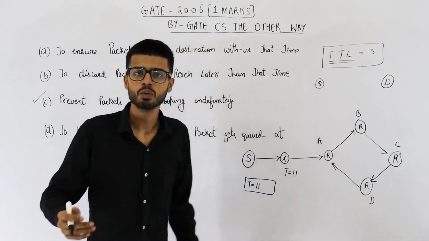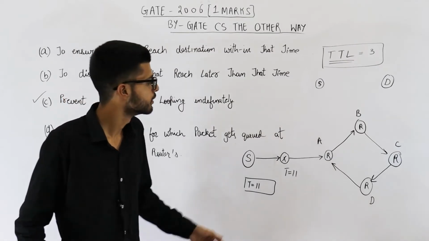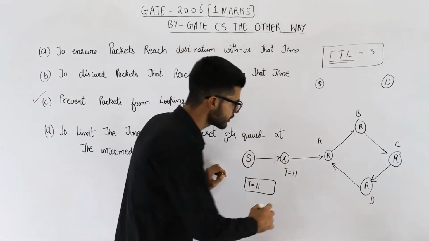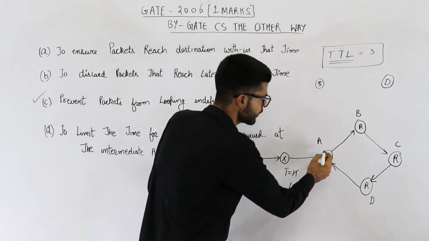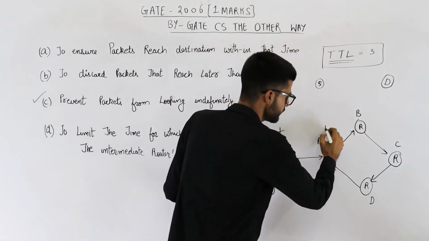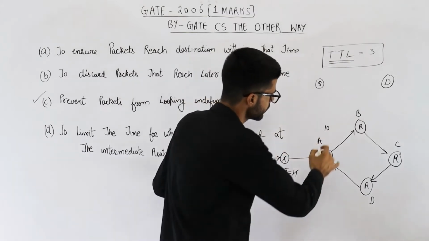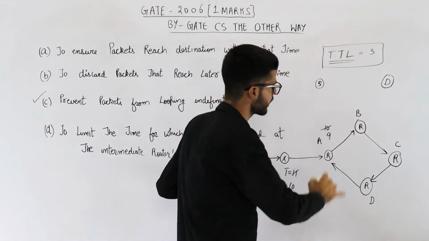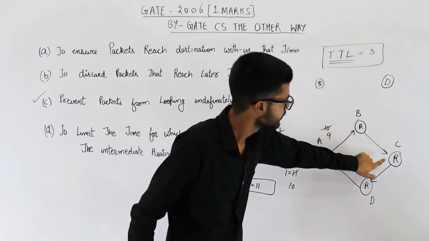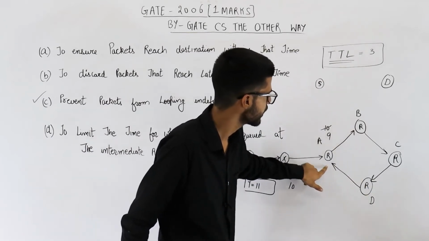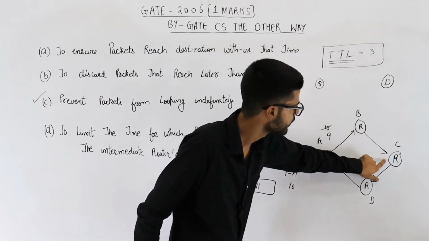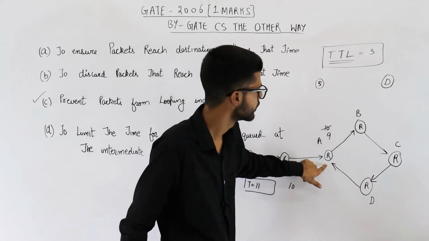Every intermediate router is going to reduce the TTL. This router will reduce it to 10. What will this do? It will receive TTL is equal to 10. It will reduce it to 9. Okay, so this one has reduced to 9. Then 8, 7, 6, 5, 4, 3, 2, 1.